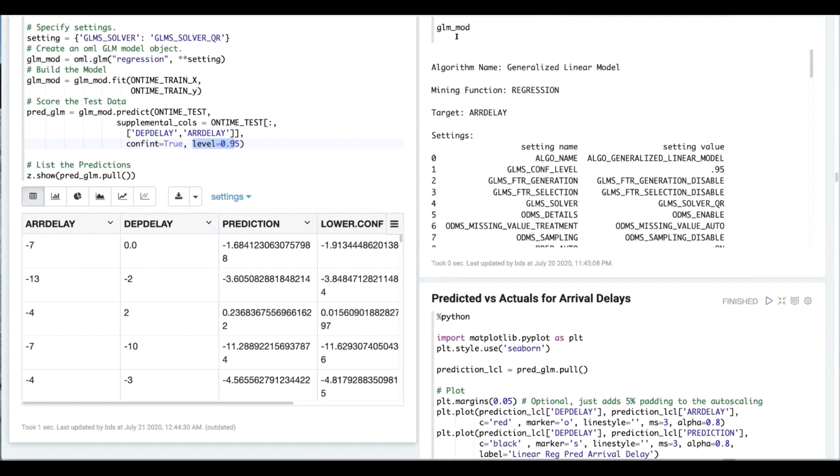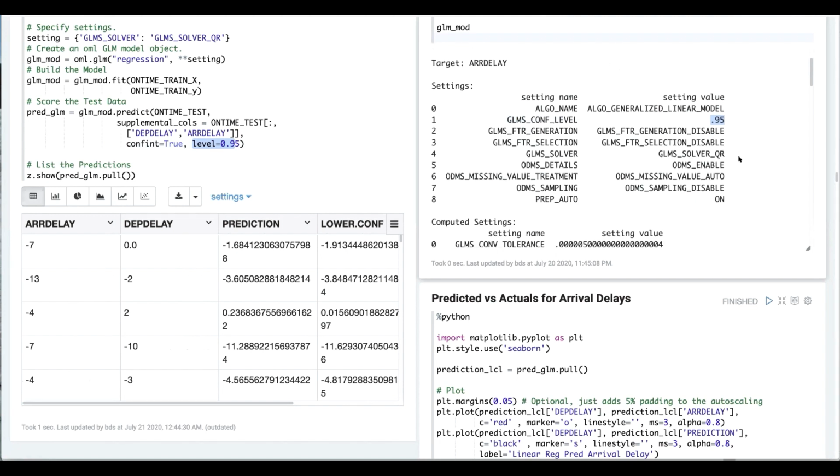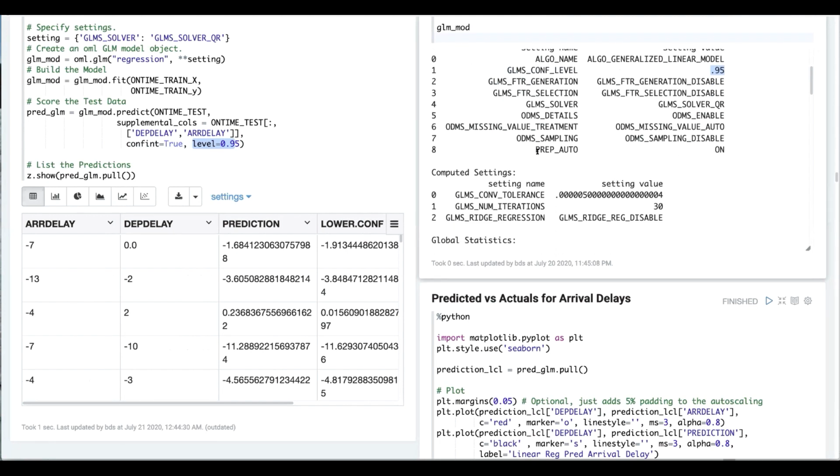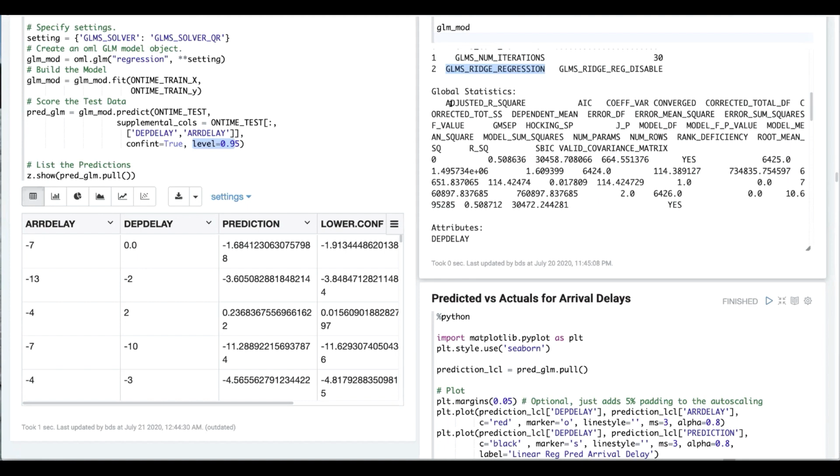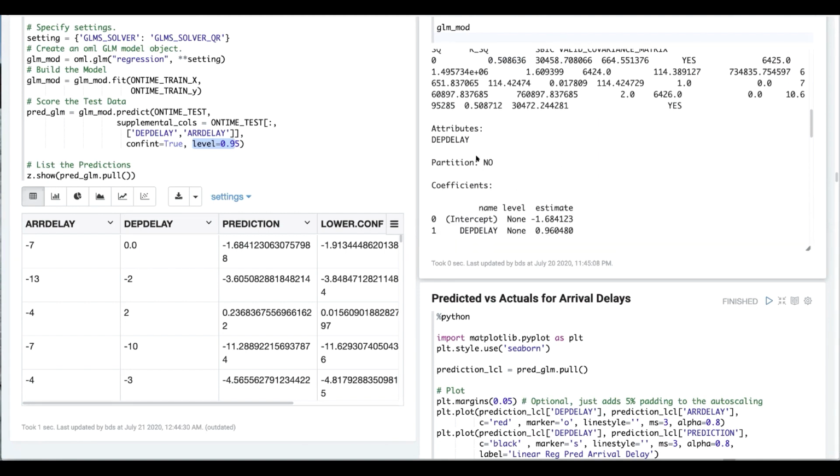So when I look at the model itself, it's going to give me some information about the model. It's going to say what the confidence level is that I asked for. Those are some of the basic settings it used. It's got the automatic data preparation, if you recall, we were talking about it. And then it's saying this is the model it used, the ridge regression. These are the global statistics, so adjusted R-squared, like we talked about. Then it's got an R-squared. Then it's got an Akaike information criterion. So you see all of that information about my model and what attribute it used.